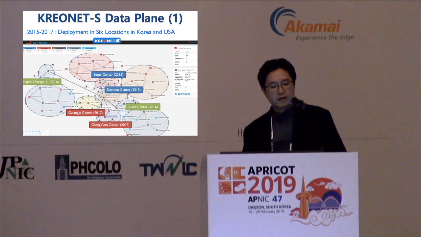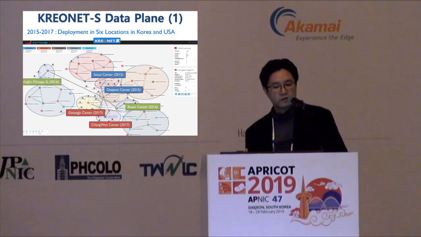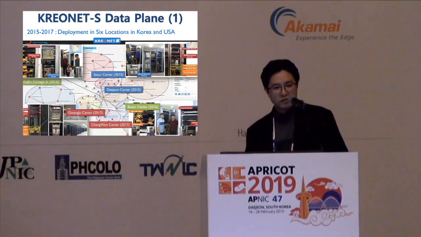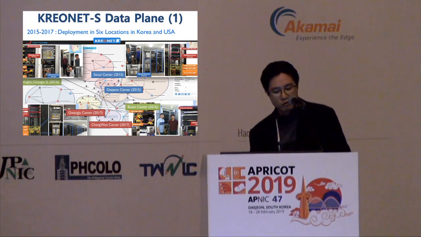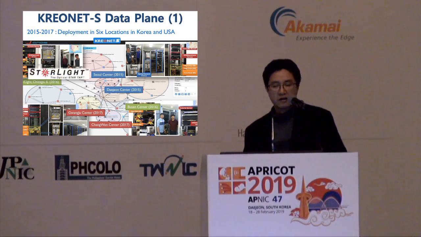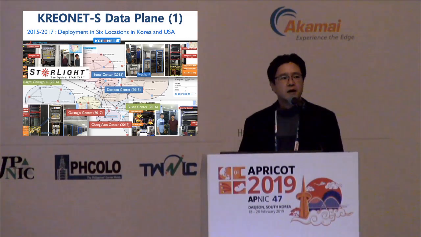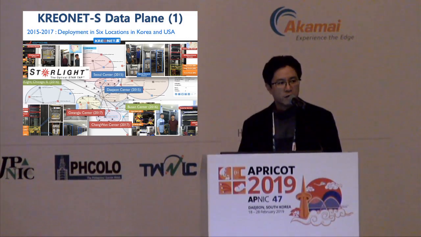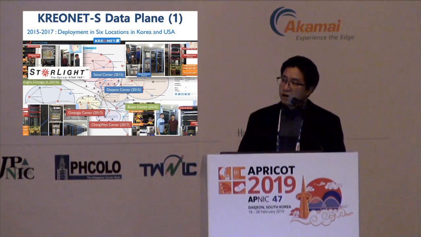So for the KREONET-S data plane network, we have been deploying the infrastructure since 2015 in many locations. And until 2017, we actually deployed the KREONET-S data plane networks in 6 locations in Korea and the United States. So here, as you can see, the Seoul, Daejeon, Gwangju, Changwon, and Busan Networking Centers were softwarized over KREONET-S. And in 2016, specifically, we made the first SDN wide area networking connection internationally with the StarLight facility in the United States. So StarLight is actually an NSF-funded project, and it is one of the most renowned research networking exchange points located in Chicago in the United States.